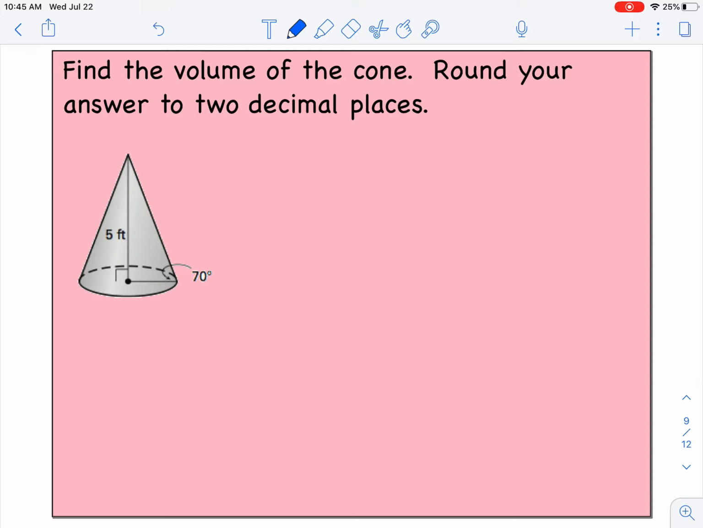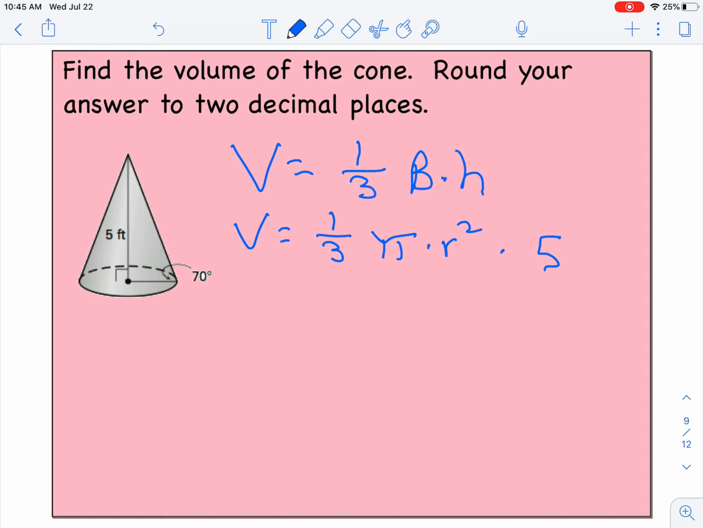Okay, so now we get into a trickier one because we have to find the volume of the cone, but we are not given the radius. We are going to have to find that. So again, I'm going to start out by writing my volume formula. So my volume is equal to 1/3 pi times my radius squared times my height, which is 5. But what I'm going to have to find is that radius right there.